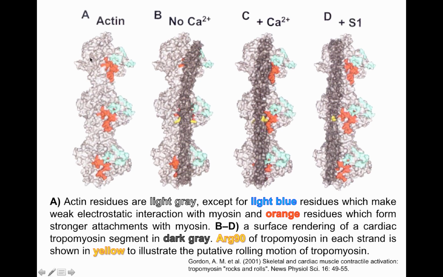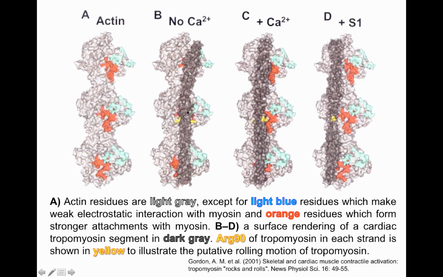In light gray, we have actin residues. And we have two actin residues that I want to point out to you. We have the blue residues, and those are going to have electrostatic binding to myosin, but weakly. And we have the orange residues, and those are going to form a very strong binding interaction with myosin. Now, let's bring tropomyosin into the picture.